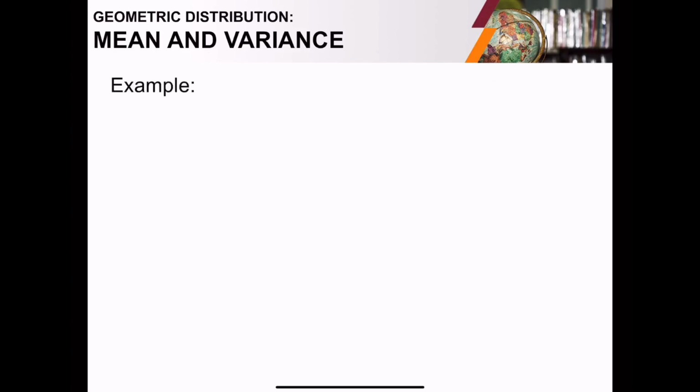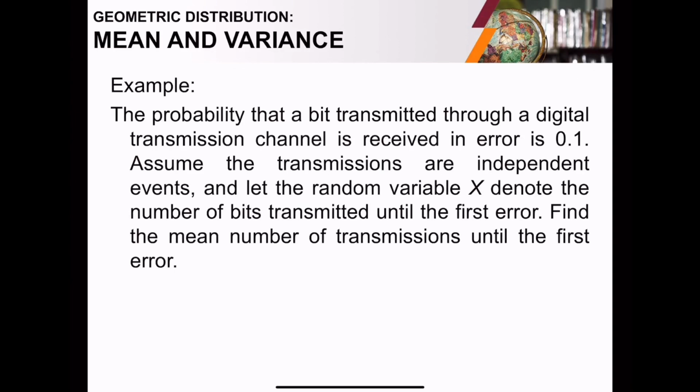So, example again. The probability that a bit transmitted through a digital transmission channel is received in error is 0.1. Okay, so this example is repeated. The probability of a bit in error is equivalent to 0.1. Assume the transmissions are independent events and let the random variable x denote the number of bits transmitted until the first error. Find the mean number of transmissions until the first error.